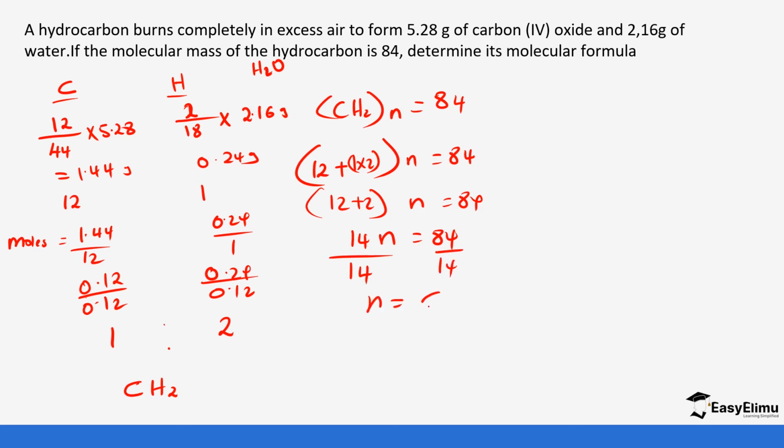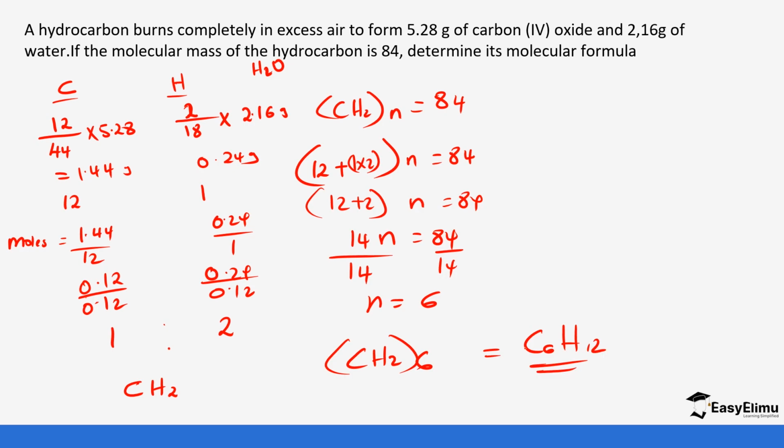So the molecular formula is going to be the empirical formula multiplied by 6, because our N is 6. So this gives us C6H12, which is our final answer.